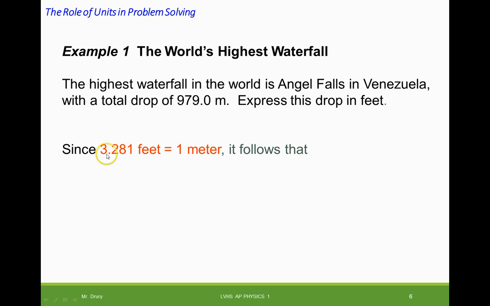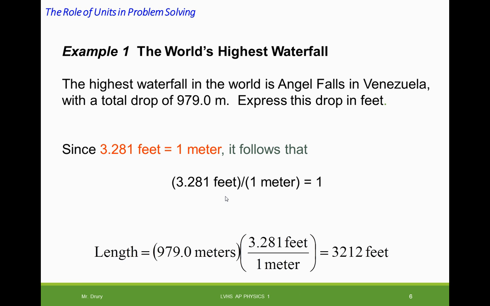Anyhow, we know that 3.281 feet is the same thing as 1 meter. So if we say that this is equal to this, numerically, if we divide them, it's equal to 1. So if we take 3.281 feet and divide it by 1 meter, it's the same thing as multiplying by 1. So I could take this ratio and multiply it by any number and really not change it, because I'm multiplying it by 1. I could do the same thing with the reciprocal as well. So let's see how we use that.